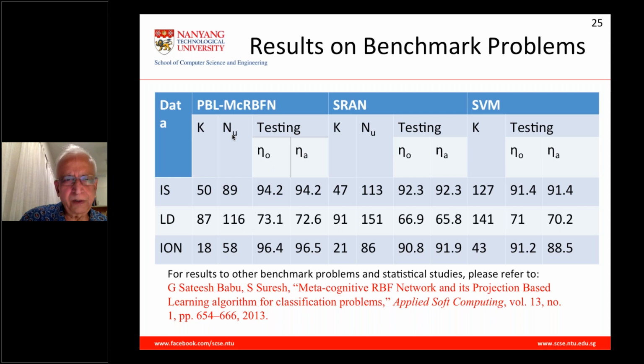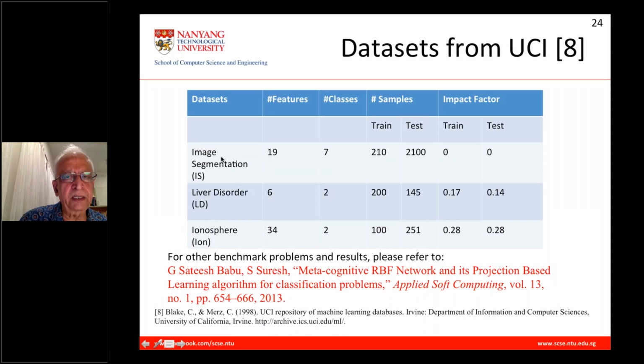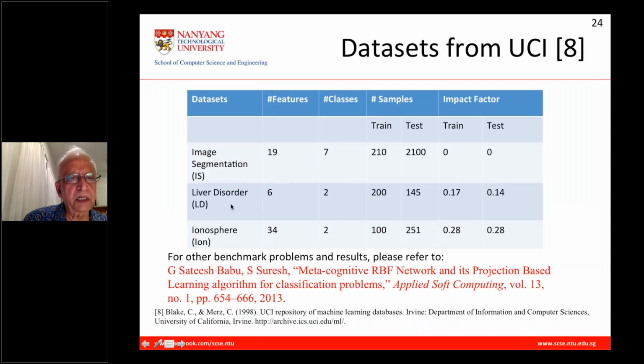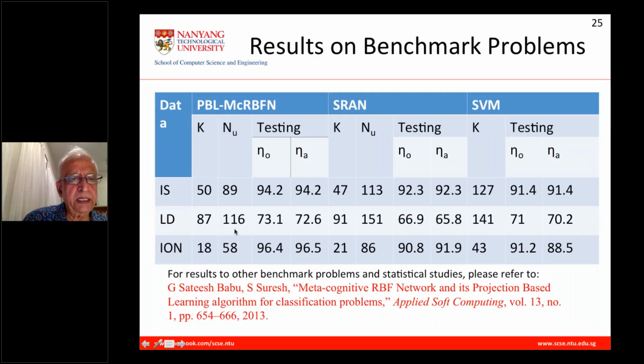Okay, so IS is image segmentation. You can see 210. You immediately see here number of samples 89. You see the accuracies 94, 94. Overall accuracy, average accuracy is far better than the others. Number of samples used is 89 out of 210, 50%. You can see the implications in big data right away, and similar results for the other ones also. More difficult problem, liver disorder, ionosphere, 200, 100. Okay, you can see 116, 58.